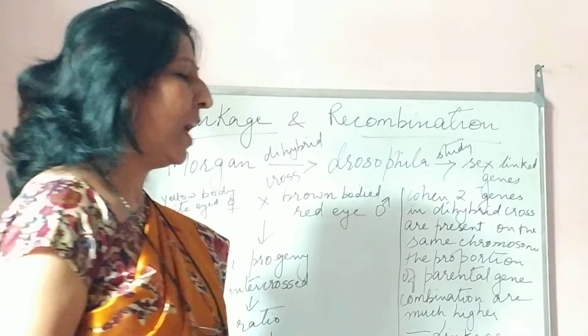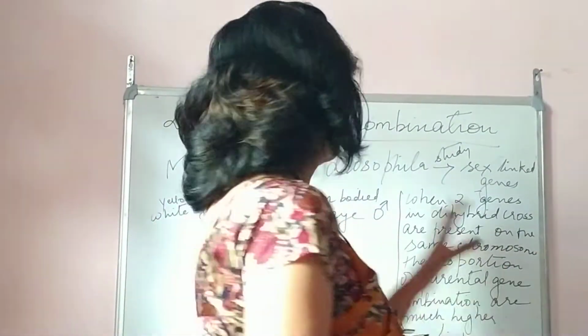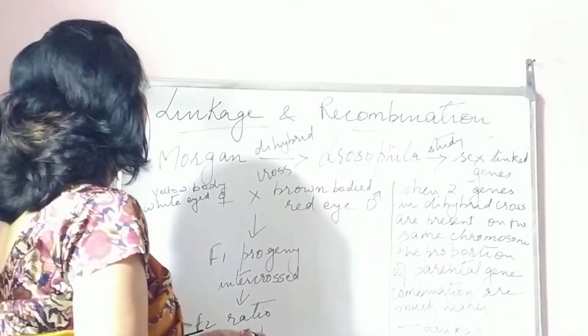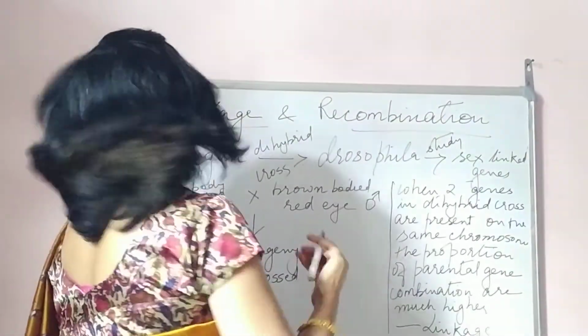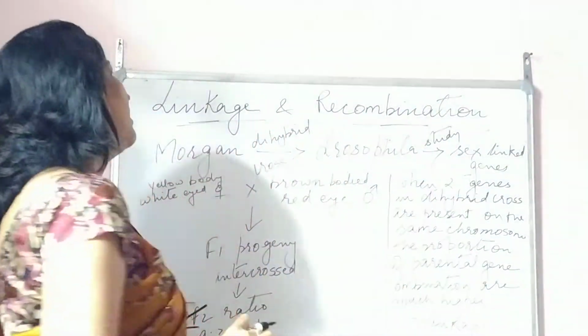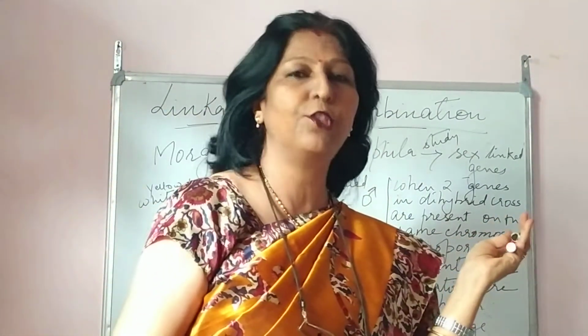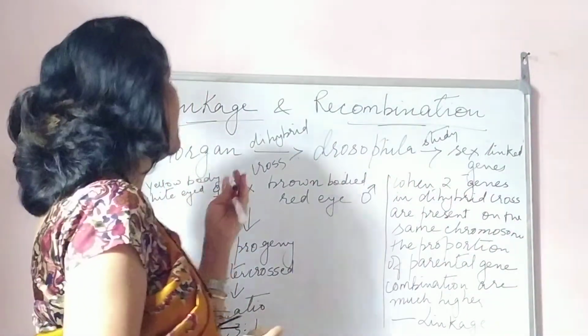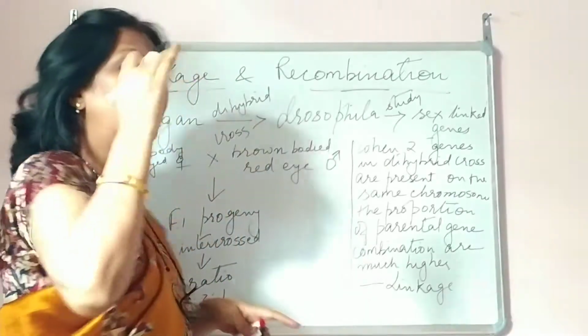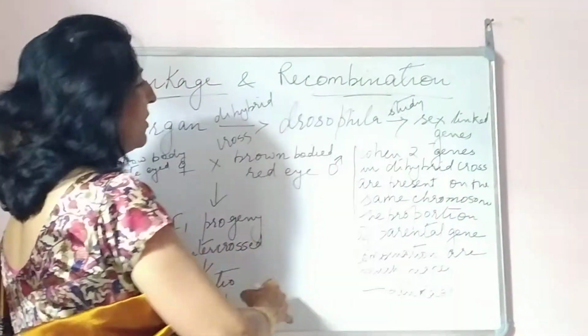Last time we did chromosomal theory, and this time we are going to start with linkage and recombination. So again, the question must be: what is linkage and what is recombination? Because we are doing genetics, I'll talk about genes. When two genes get linked together, that is called linkage. Which two genes, and where, we are going to discuss in this topic.